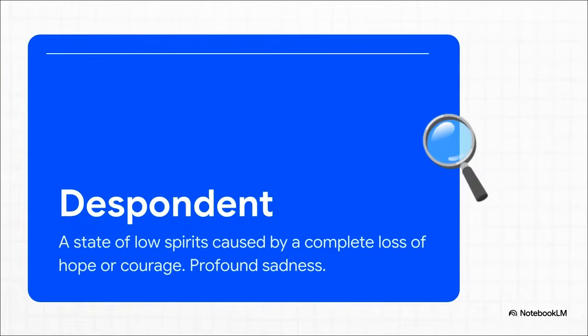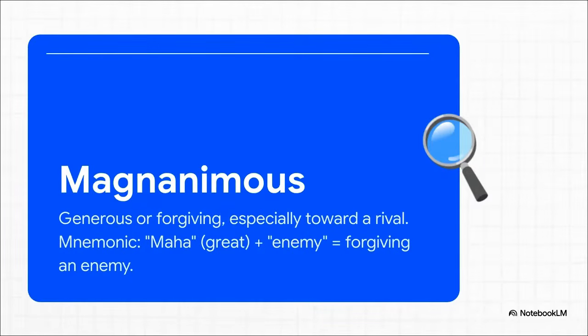Okay, this next one, despondent, is a really heavy, powerful word. This isn't just being sad. This is being in a state of absolute hopelessness where you've lost all courage. And listen up, now on the complete flip side of despondent, we have magnanimous. This is all about being big-hearted, generous, and forgiving, especially to someone you've just beaten, like a rival. And the mnemonic for this is just perfect. Think maha, which means great in many languages, plus enemy. So you're so great of heart that you can forgive your enemy?